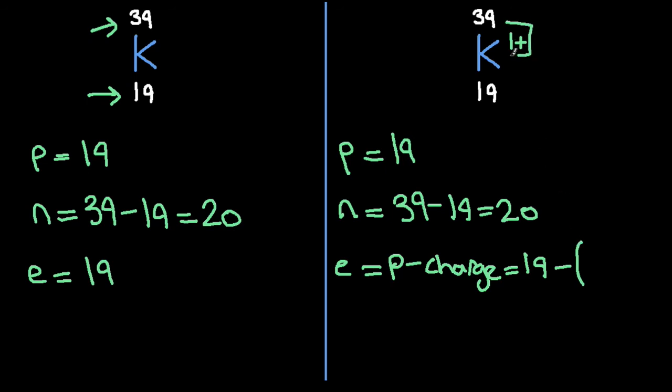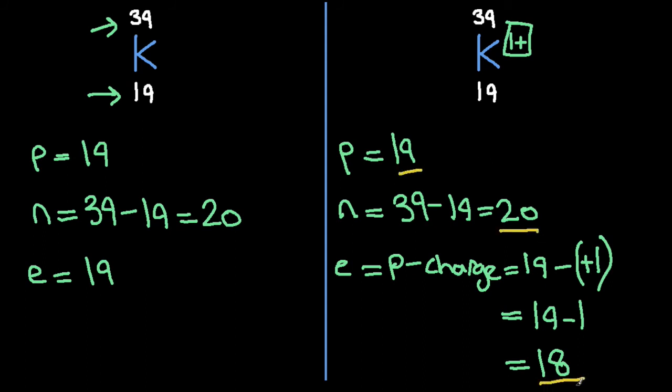So what do we have right here? We have 1 plus. So we're just going to write it like this: 19 minus brackets plus 1. That's going to give us 19 minus 1 once we multiply them, and that's going to be 18. So our number of protons is 19, our number of neutrons is 20, and our number of electrons is 18.